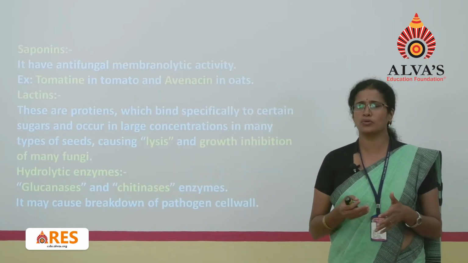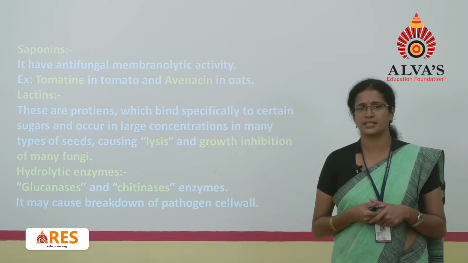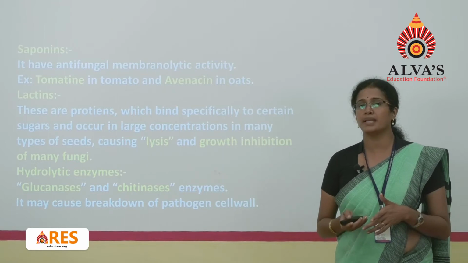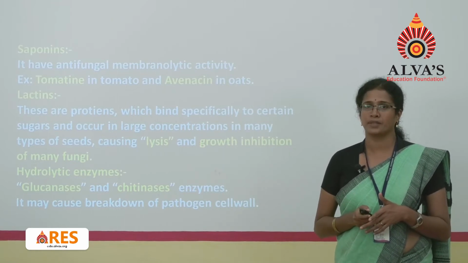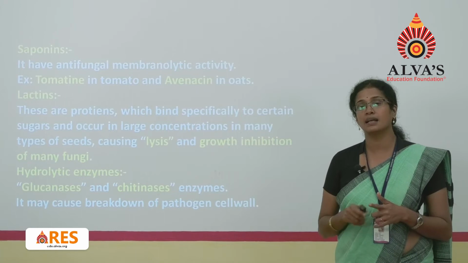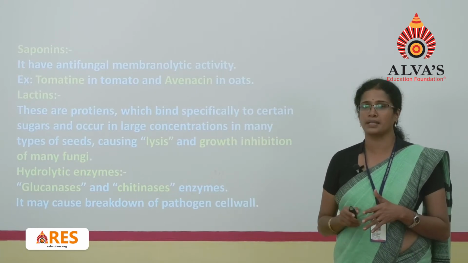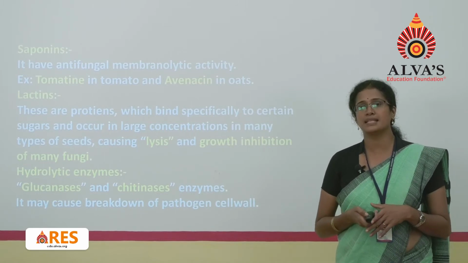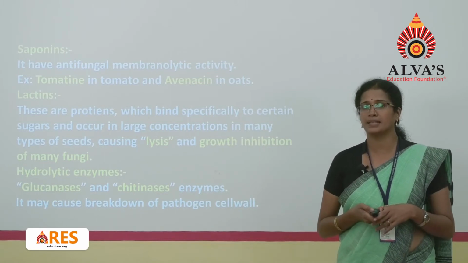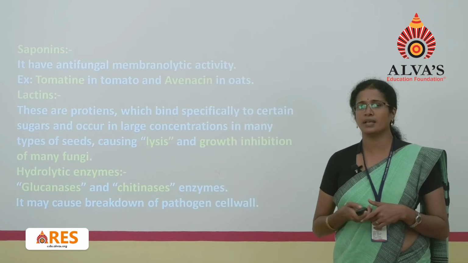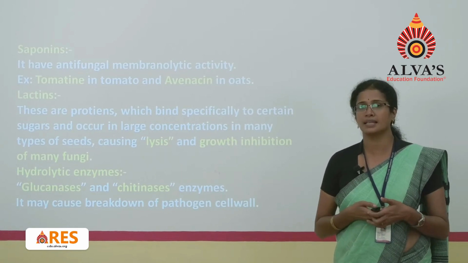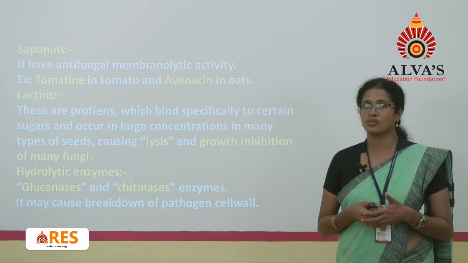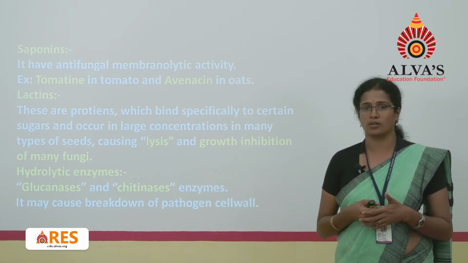So, moving on with one more phenolic compound, that is saponins. So, this saponin naturally acts against the membrane of the fungi. It has a membranolytic property against the fungi. So, moving on with the example, the presence of a chemical by name tomatin in tomato, in the same way the presence of a chemical avenacin in oats are responsible for lysis of fungal cell wall.